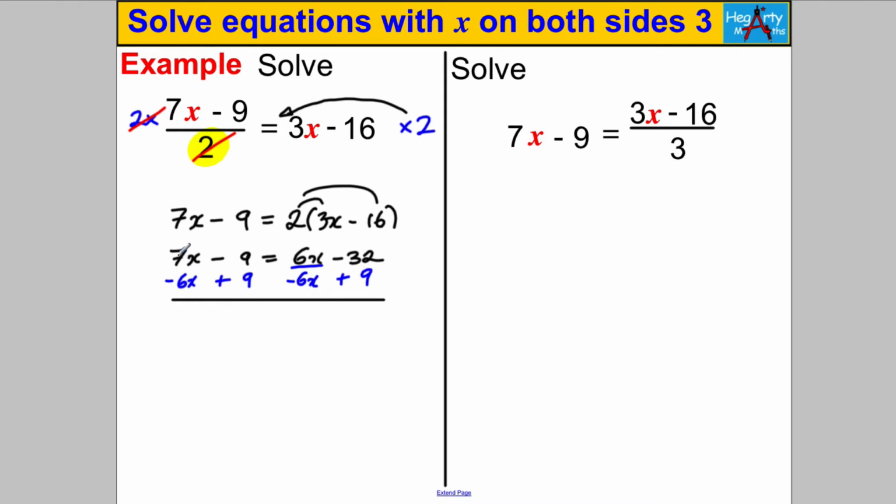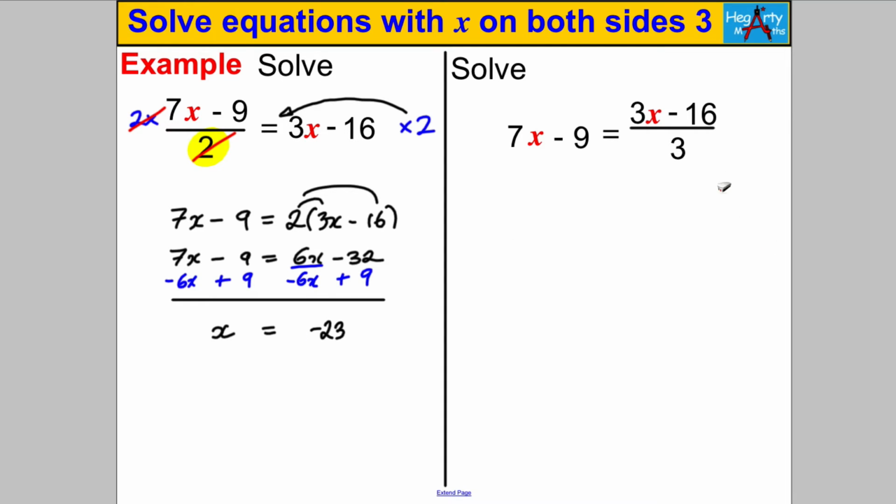So 7x take away 6x is a single 1x, which I write like that. Negative 9 add 9 is 0, purposely picked. 6x take away 6x is 0, purposely picked. But negative 32 add 9, what's that going to be? That's going to be equal to negative 23, like that. And therefore our answer is negative 23, and we're done. You could substitute it back in here and check, but I'm not going to do it in this particular video. That is the right answer.